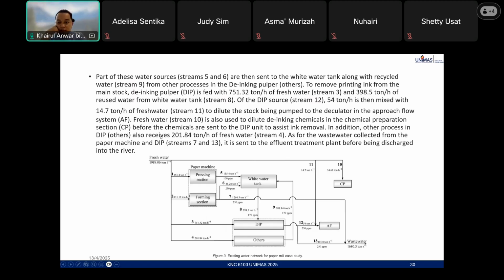Fresh water stream 10 is also used to dilute the ink chemical in the chemical preparation section, CP, before the chemicals are sent to the DIP to assist in the removal. In addition, the other process in DIP also received 201 ton fresh water. Stream 4 is from fresh water collected for production from DIP, 7.53% to the effluent discharge chemical.